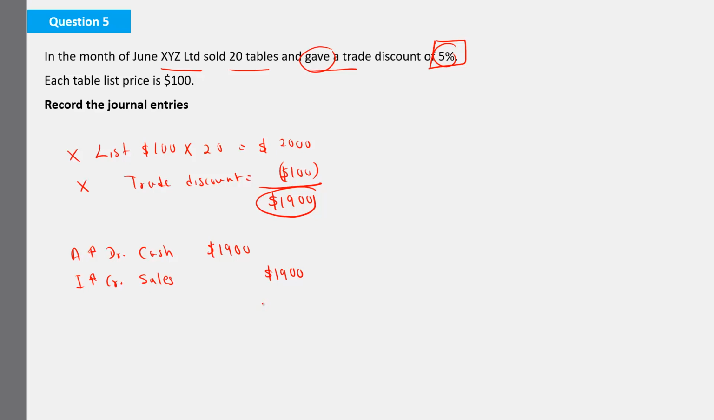Trade discount is a discount that you will get at the point of purchase, or that you will give at the point of sale. It's a reduction from the list price or from the catalog price. So that discount is trade discount. Now let's learn about the cash discount.